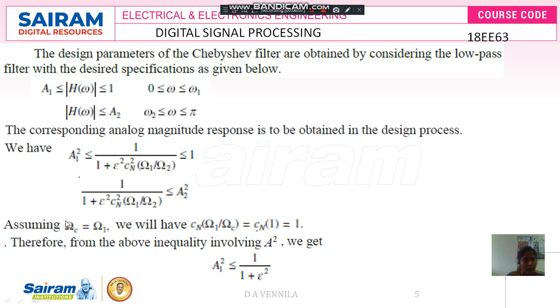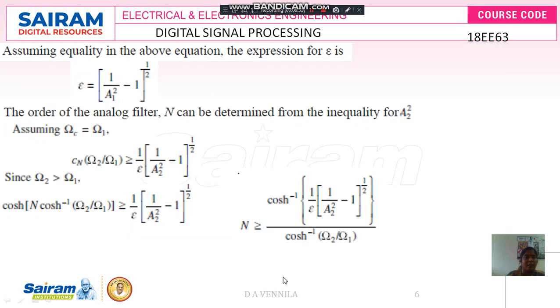Okay, and here we are going to assume that your cutoff frequency is equal to omega 1, so that this equation value will be equal to 1. Therefore, from the above, the inequality involving A square, so this A1 square, this is your gain of your passband frequency: A1 square less than or equal to 1 divided by epsilon square. And assuming equality in the equation, in order to find the attenuation factor, epsilon will be equal to 1 divided by A1 square minus 1, that is to the power 1 by 2, or we can say epsilon is equal to square root of 1 by A1 square minus 1.